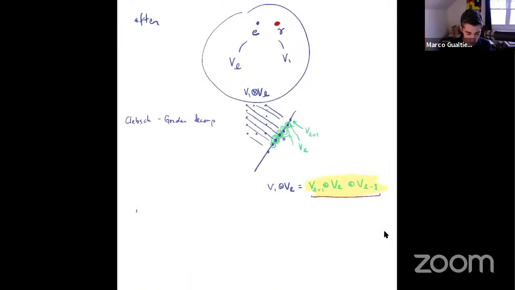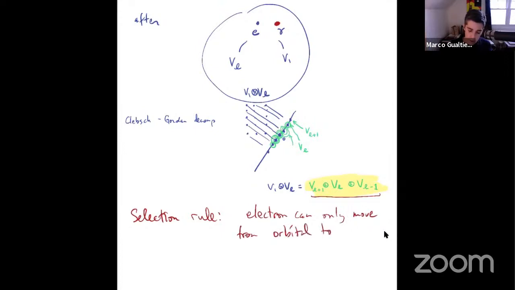So the selection rule is that the electron can only move from an orbital to adjacent orbitals, or to its own orbital. But actually this one, there's another selection rule, which I'm about to say, which excludes being sent to itself.